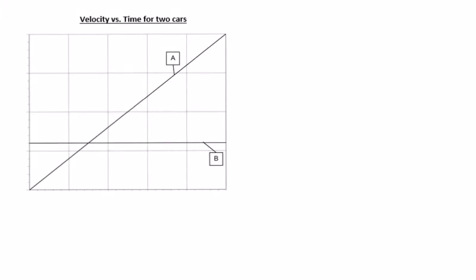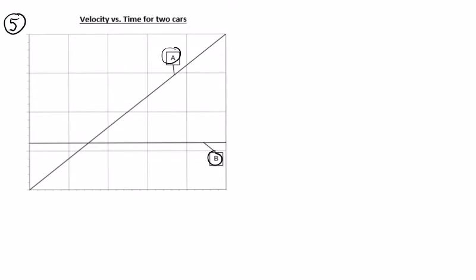Okay, this is some help on number 5 of the quiz problems. So you've got these two cars, car A and car B, and they're traveling along, and you're trying to find different things. For example, the first one wants to know at what time they are traveling at the same velocity.